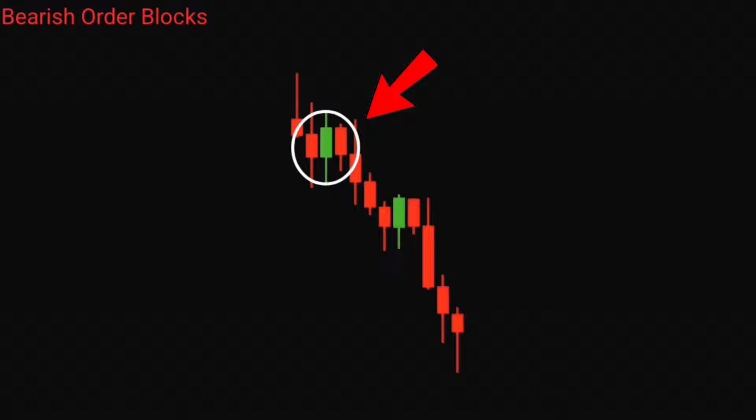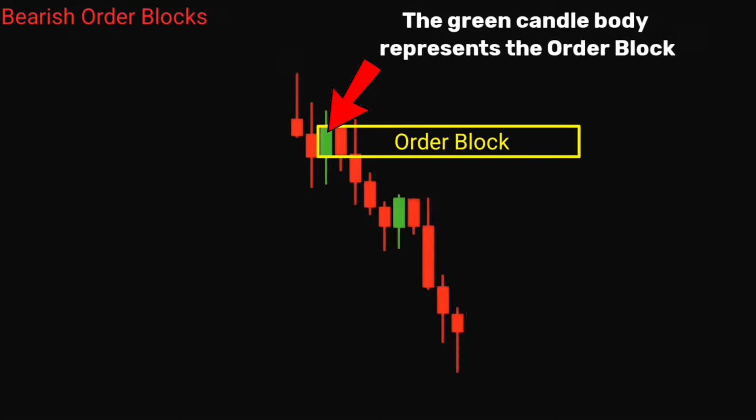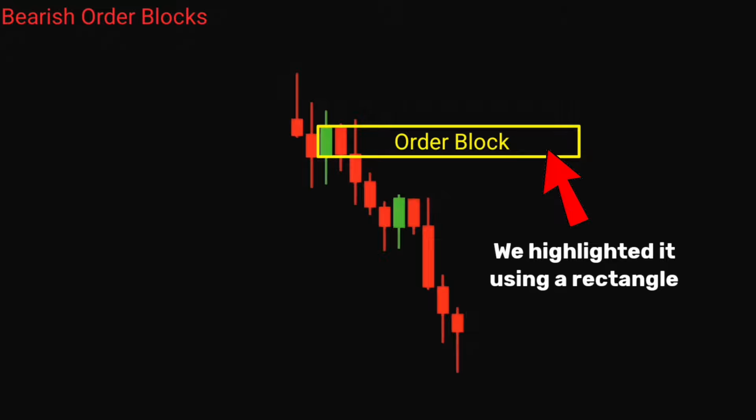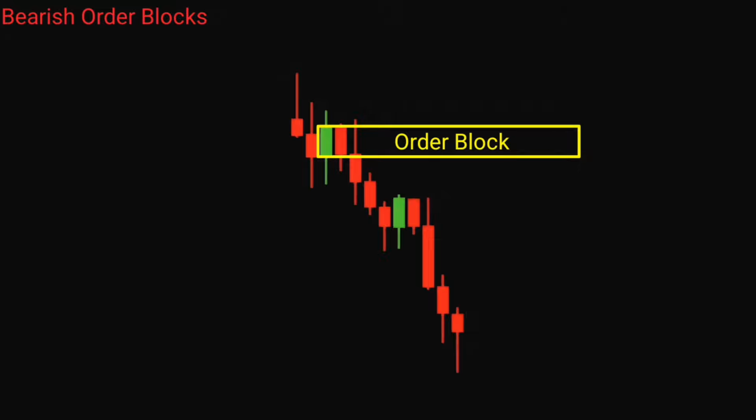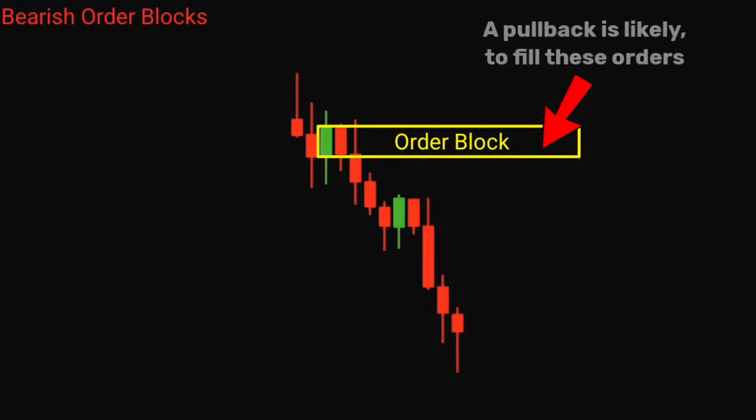Now this last green candle right before the strong bearish move with these red consecutive candles is where we will mark the order block. In this case, the body of the green candle represents the order block, so we'll highlight it with a rectangle. This area that we just marked out is a high probability zone for price to pull back to, because the big market movers have orders placed here. So the price will most likely move up to this area to fill those orders at a discount.